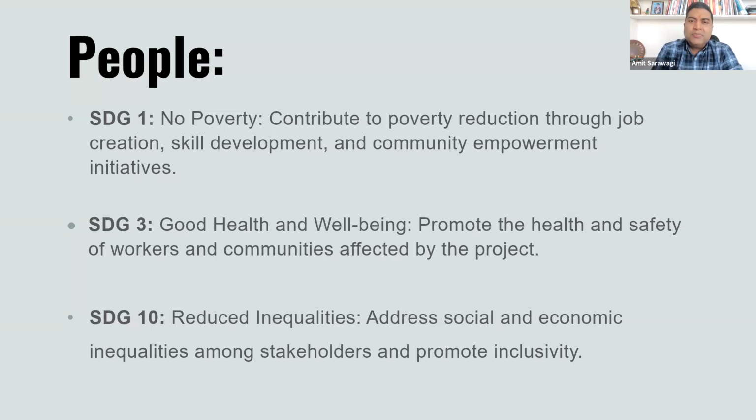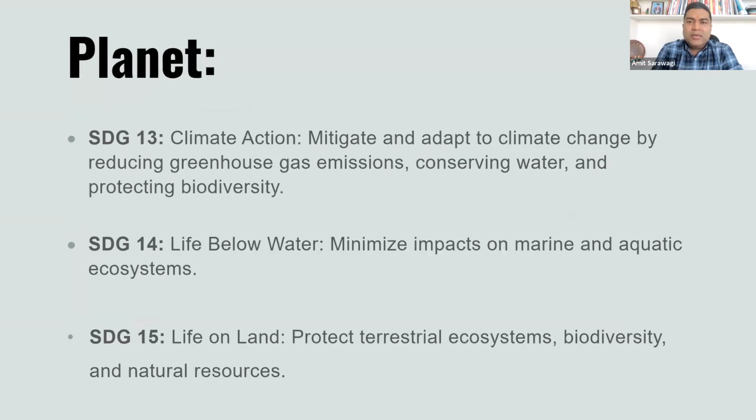So product, process, and people we have discussed. Now we are discussing planet, and last is prosperity. Within planet, there are SDGs number 13, 14, and 15. If you think about planet, what is related to planet? Climate action, life below water, life on land. So these are the SDGs related to planet.